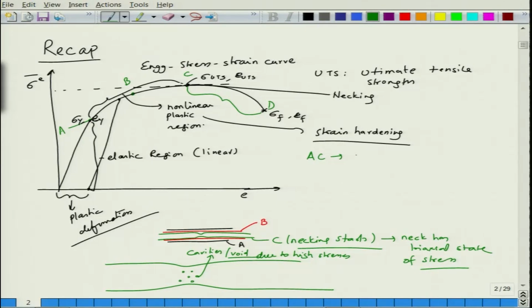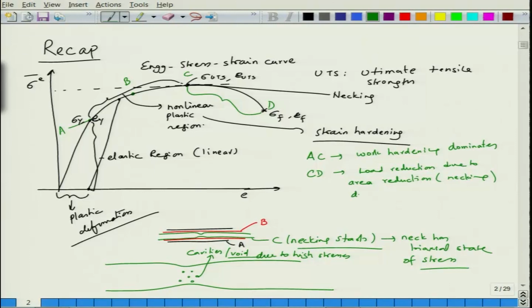So, in AC the work hardening dominates, and in CD the load reduction due to area reduction, which is mainly determined by necking, dominates. So, this is what we saw in the last class, last few lectures.